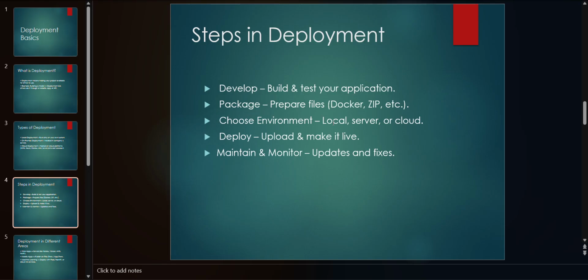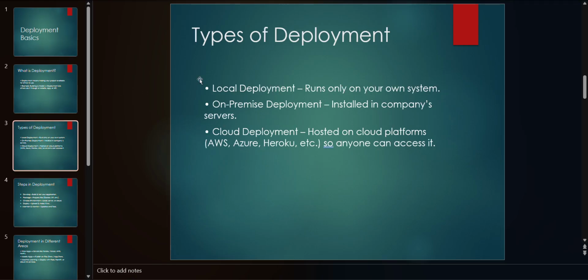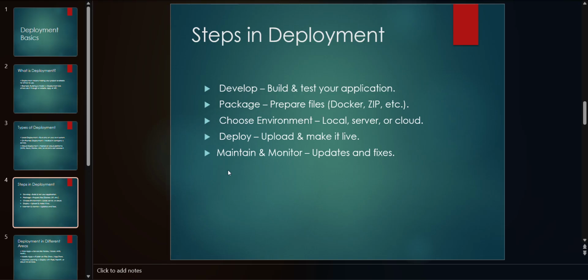Next, package. Prepare files like Docker or zip, etc. It means, for example, if I want to share my project with anyone, you have to prepare the files as a zip file. Preparing files is what we call a package. Next, choose environment. There are three types of environments: local, server, or cloud. I already explained them in types of deployment. Like that, you have to choose the environment.